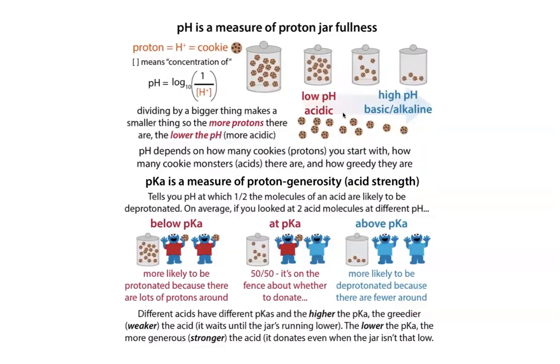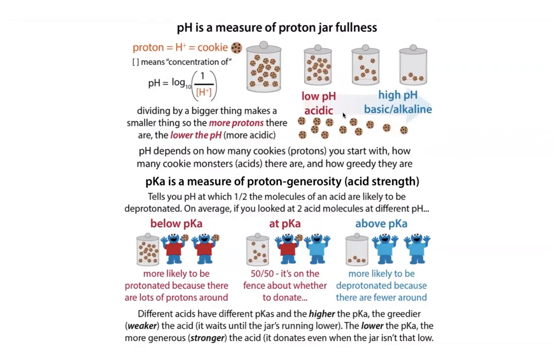And that would be your stronger acid. If we're talking about that jar being really full, what we're saying is that there's a lower pH. And if we're talking about the jar being really empty, we're saying there's a higher pH. And remember that the pKa is the point at which half of it is protonated or half of it is deprotonated. If you have a pKa that's lower, this means that half of it is going to be deprotonated at a lower pH, at a fuller cookie jar. So basically, this is your stronger acid. So a stronger acid is going to have a lower pKa.